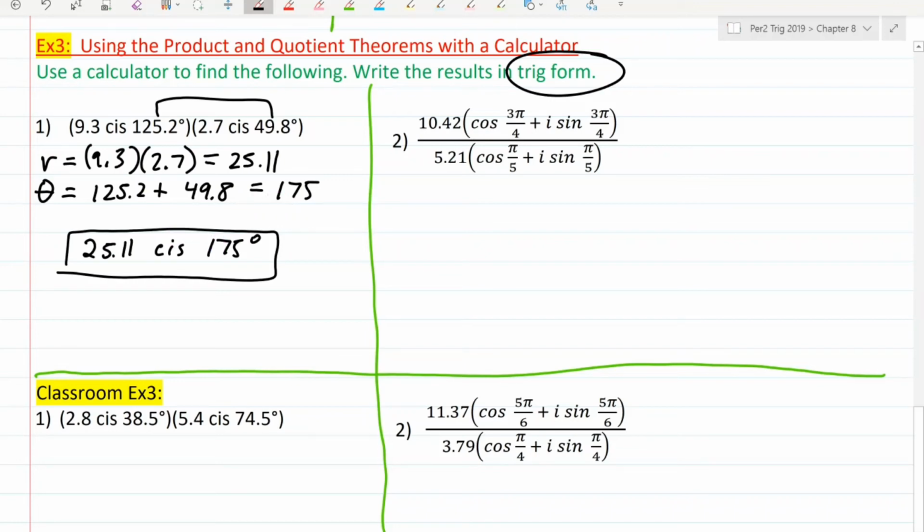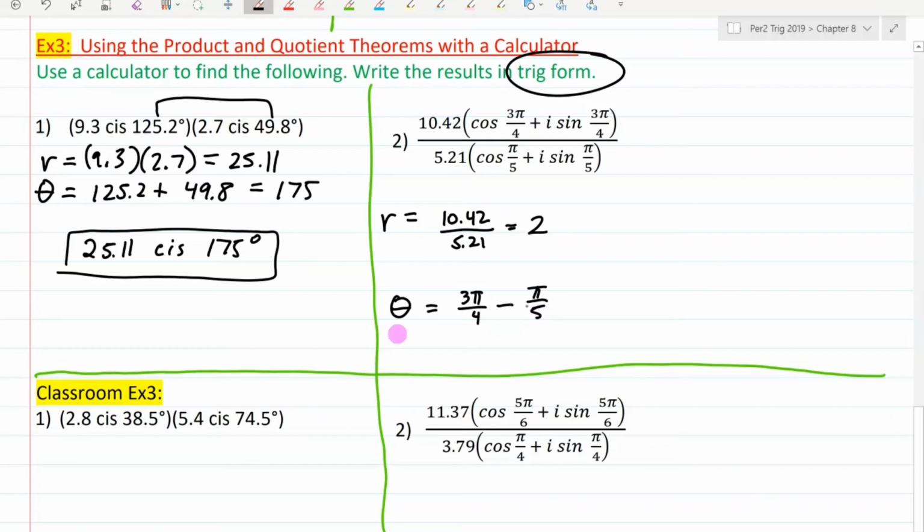For the next one, we're going to leave this in radians actually. So this is division. So r is 10.42 divided by 5.21, which is 2. And for theta, we are going to subtract. So we have 3 pi over 4 minus pi over 5.